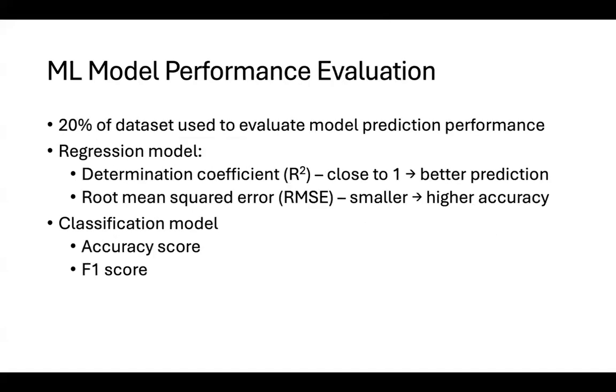The performance of the model was then evaluated using the remaining 20% of the dataset. The regression model was evaluated using the coefficient of determination, or R-squared value, and when that value is closer to 1, that indicates a better prediction, and the root mean squared error, or RMSE value, which, if that value is smaller, indicates higher accuracy. The classification model was evaluated using the accuracy score and the F1 score.